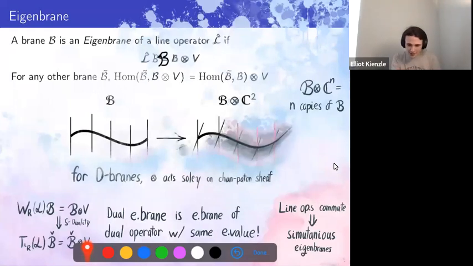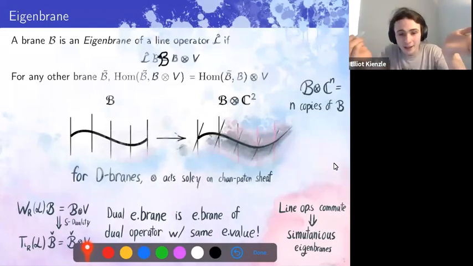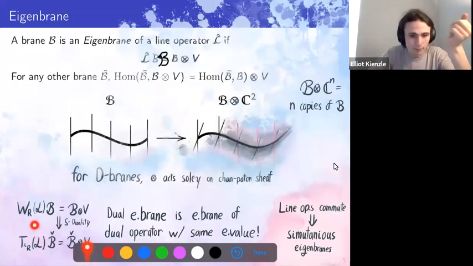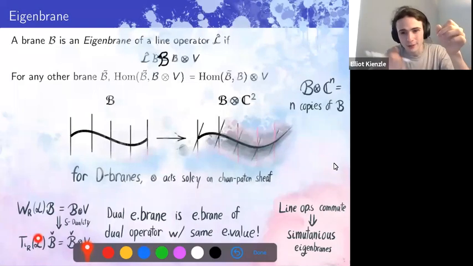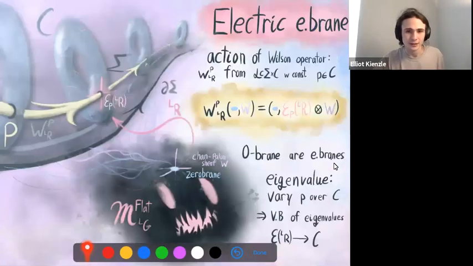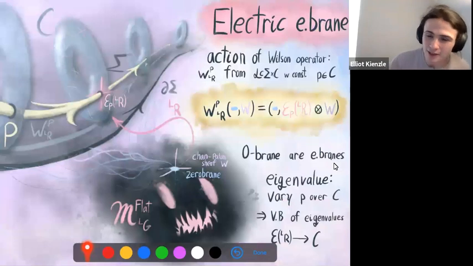Moreover, as we showed on the last slide, line operators all commute with each other in our case, which means that they have simultaneous eigenbranes, right? So all Wilson operators have the same eigenbrane, and all 't Hooft operators have the same eigenbrane. So let's look at what this eigenbrane is.